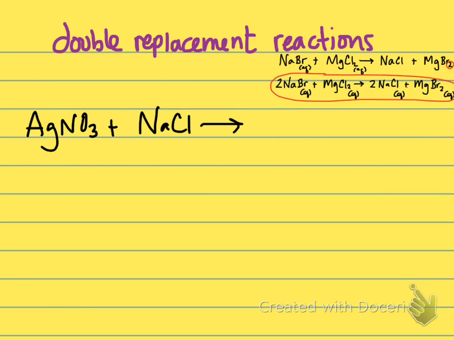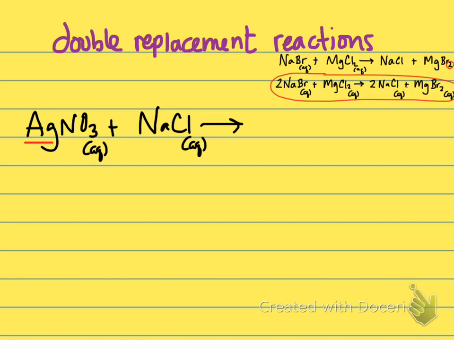Okay, I have got silver nitrate, AgNO3, and sodium chloride. Again, we're going to say that these are all in aqueous solution because that is usually how double replacement reactions occur. What can dance with what?